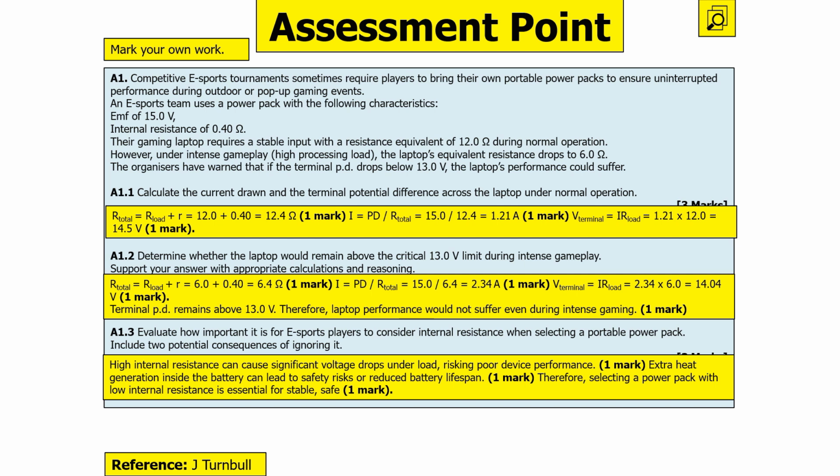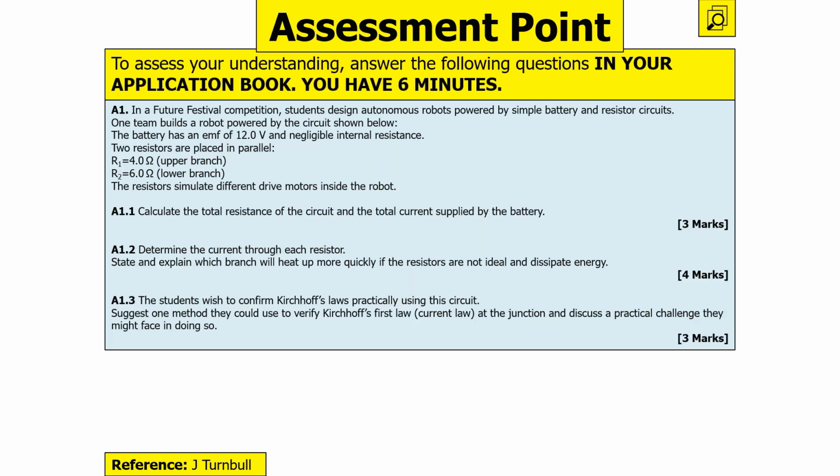In the next question, in a future festival, students design autonomous robots powered by simple batteries and resistor circuits. One team builds a robot powered by the circuit shown below. The battery has an EMF of 12 volts and a negligible internal resistance. 2 resistors are placed in parallel. R1 is 4 ohms. R2 is 6 ohms. The resistors simulate different drive motors inside the robot. Calculate the total resistance of the circuit and the total current supplied by the battery.